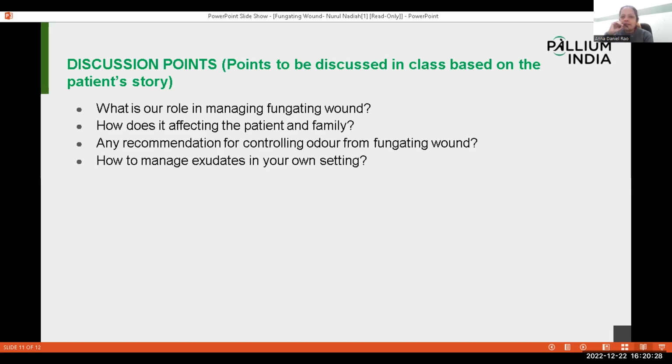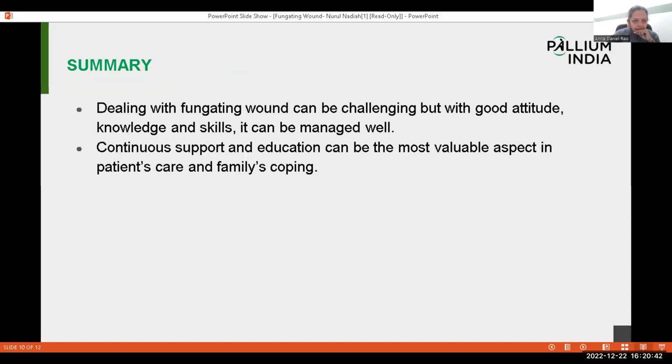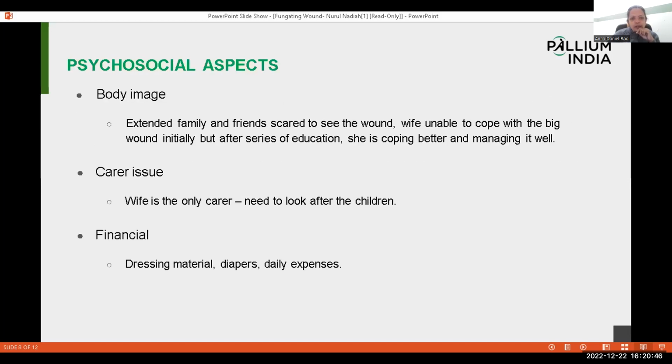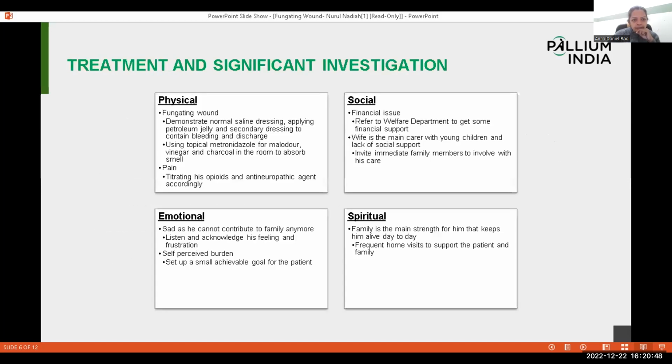I want to ask one thing: in the previous slide, for the control of the smell, the malodor was managed. In that it is written use of vinegar. How was it used?